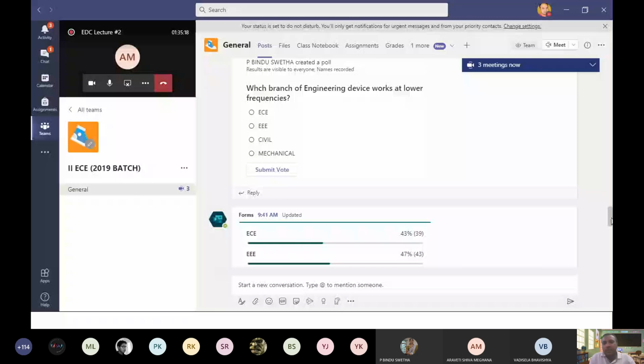And what is the frequency range of a satellite? 6 by 4 gigahertz means 6 gigahertz uplink frequency, and downlink frequency is 4 gigahertz. Giga means 10 power 9. So higher frequencies belong to which branch? ECE branch. Lower frequencies belong to the triple E branch. Right.